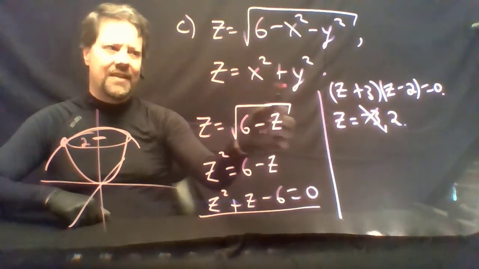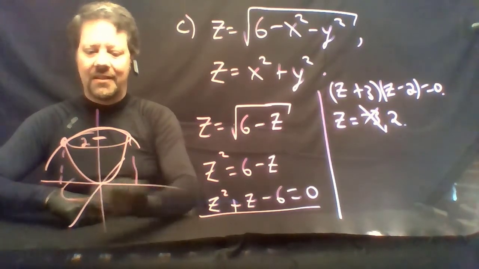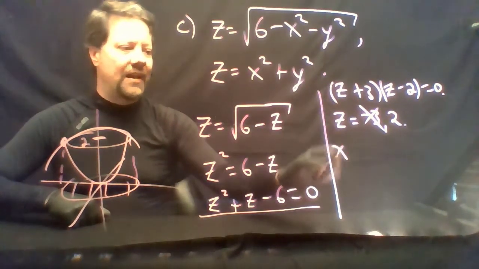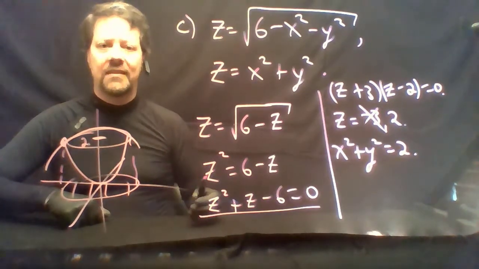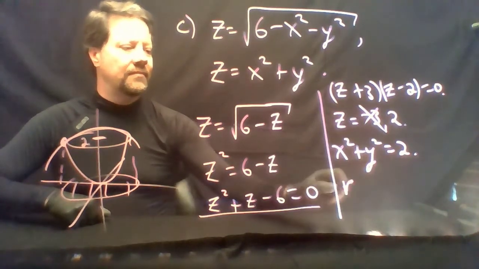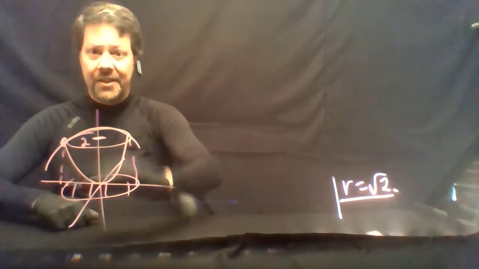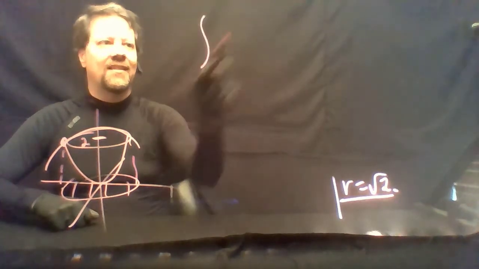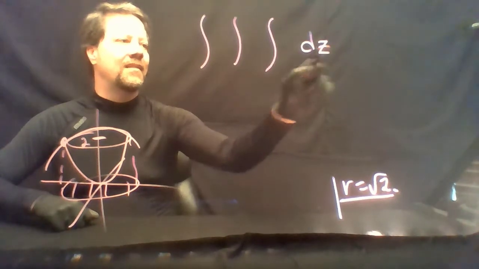But where is that on the xy plane? How does that project down onto this disk down in the xy plane? If z is equal to 2, we have x squared plus y squared equals 2, and that gives us a circle, a disk, of radius square root of 2. Since the projection down into the xy plane is a disk, we'll use polar coordinates instead of x and y.